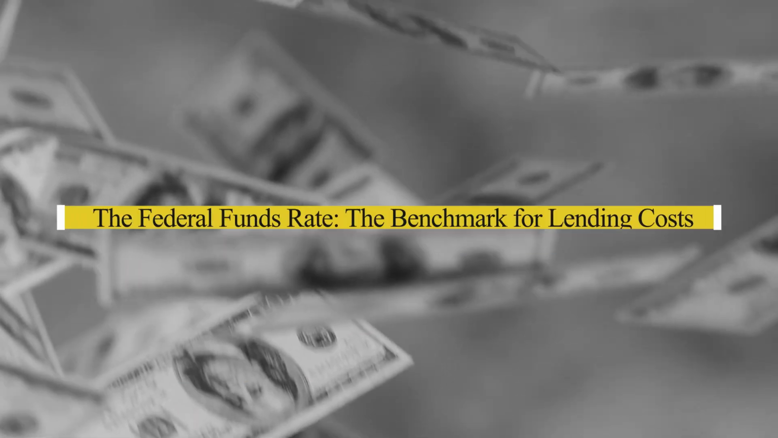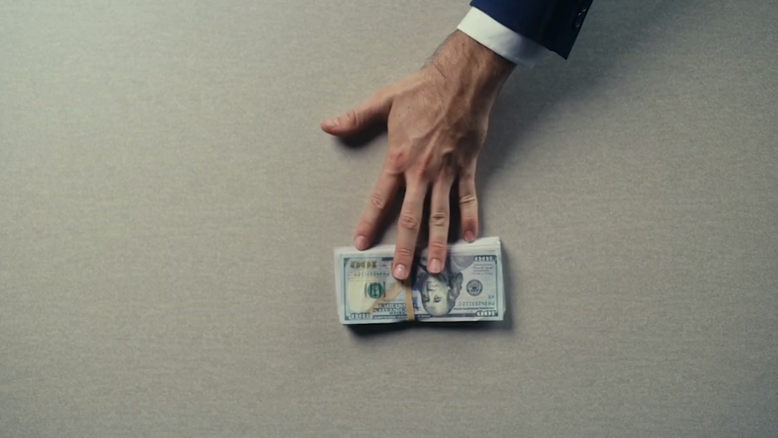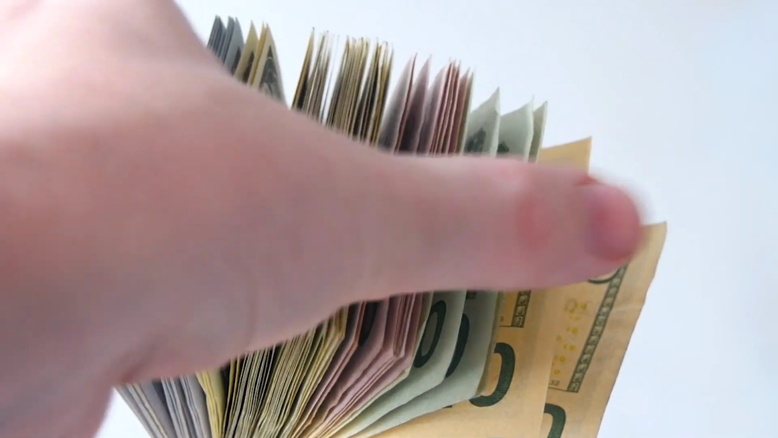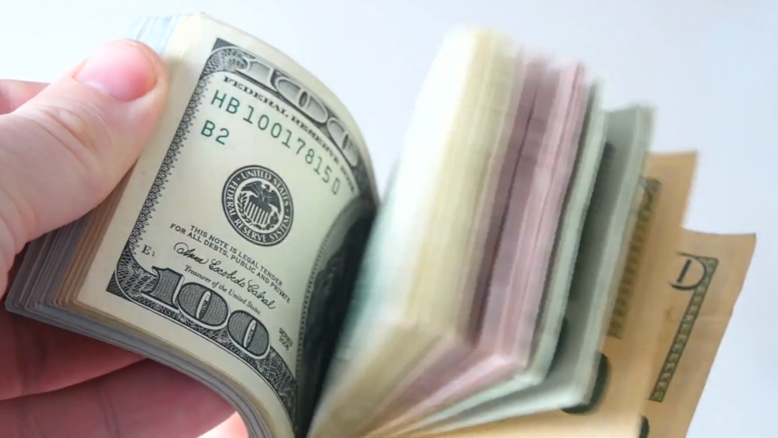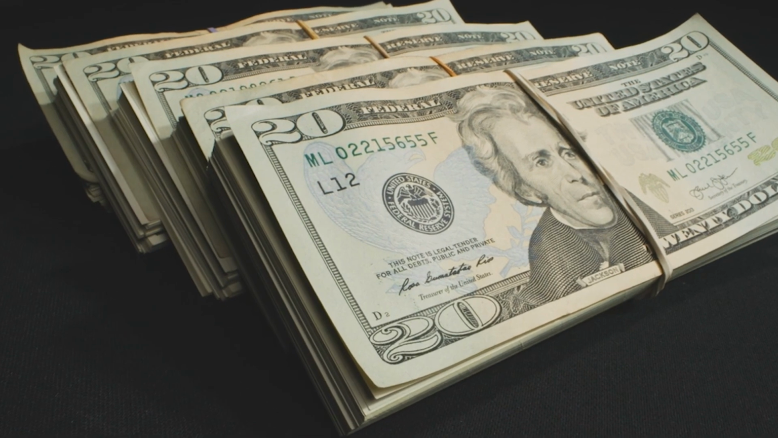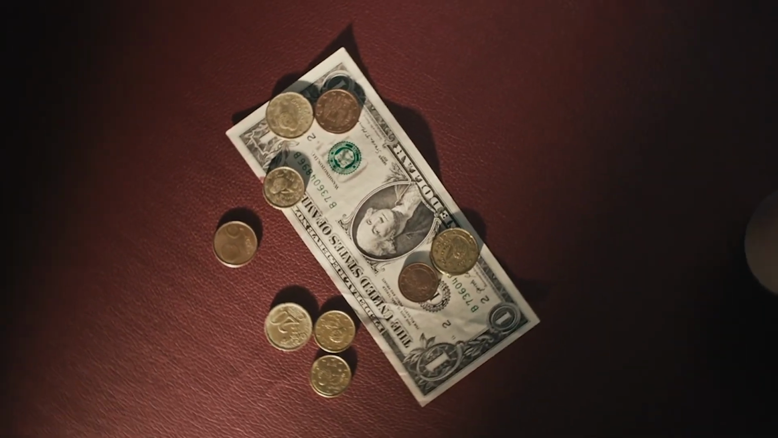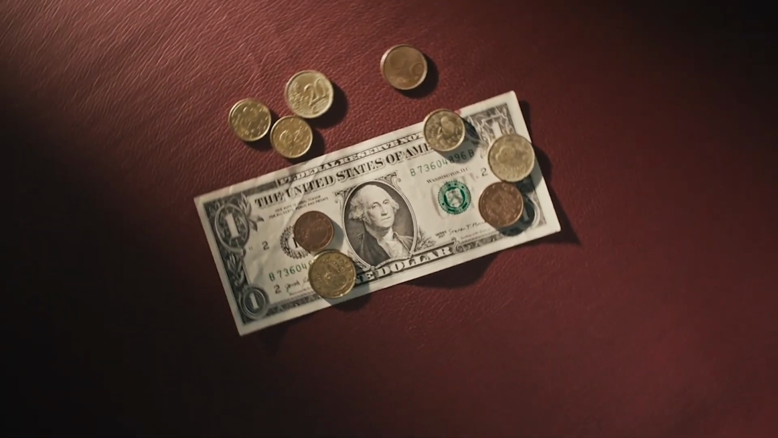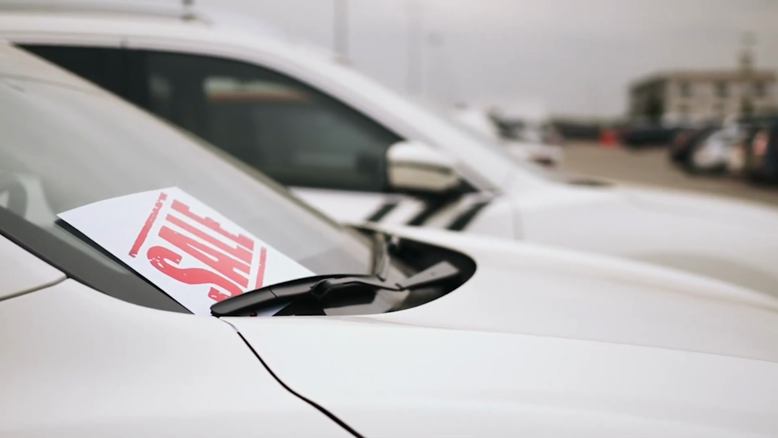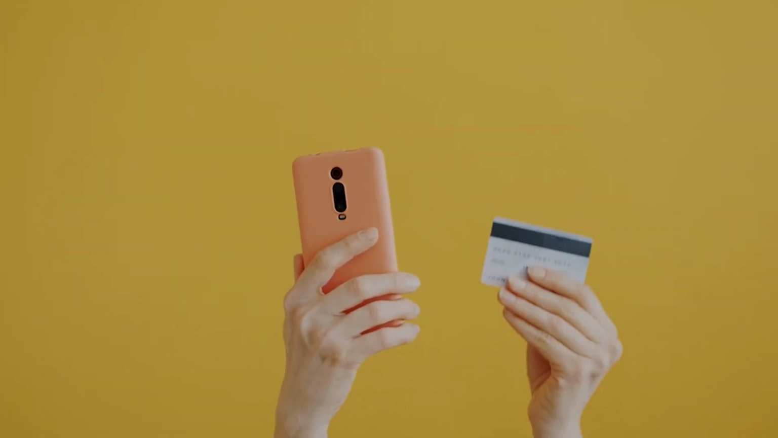The federal funds rate, the benchmark for lending costs. The federal funds rate is the interest rate at which banks lend reserves to one another overnight. Although it may seem like a small specialized number, it serves as the foundation for many other interest rates in the economy. When the Fed raises the federal funds rate, borrowing becomes more expensive, discouraging spending and investment. Conversely, when it lowers the rate, borrowing becomes cheaper, encouraging more economic activity. Mortgage rates, car loans, and credit card interest rates often move in the same direction as the federal funds rate, although not always at the same speed.